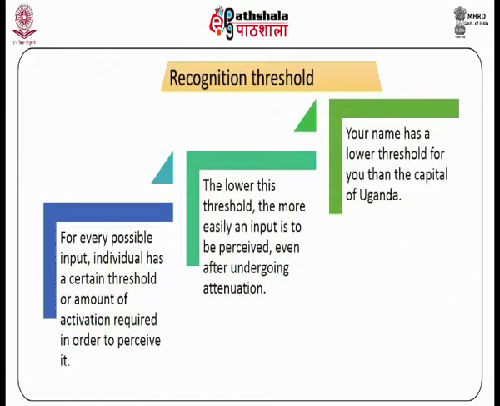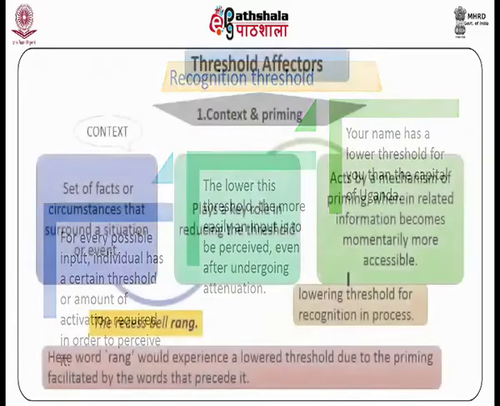Recognition threshold. The operation of the recognition threshold is simple. For every possible input, an individual has a certain threshold or amount of activation required in order to perceive it. The lower this threshold, the more easily and likely an input is to be perceived, even after undergoing attenuation. As mentioned earlier, your name has a lower threshold for you than the capital of Uganda.